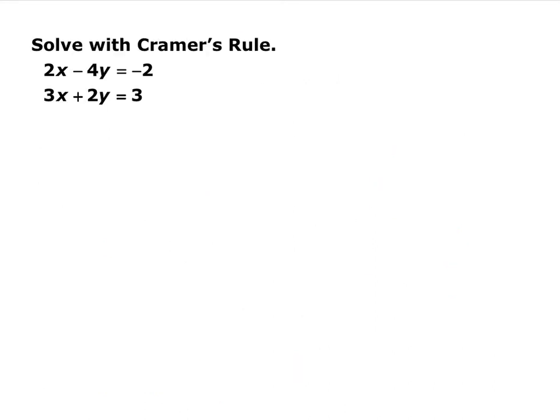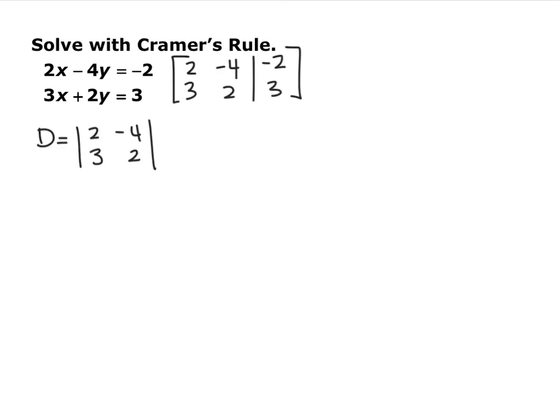So we're going to use Cramer's rule to solve this 2 by 2 system. So go ahead and pause the video and just write the augmented matrix that represents this system. So your augmented matrix is going to be 2, -4, bar, -2, and then 3, 2, and 3, just matching the coefficients and the constants here.